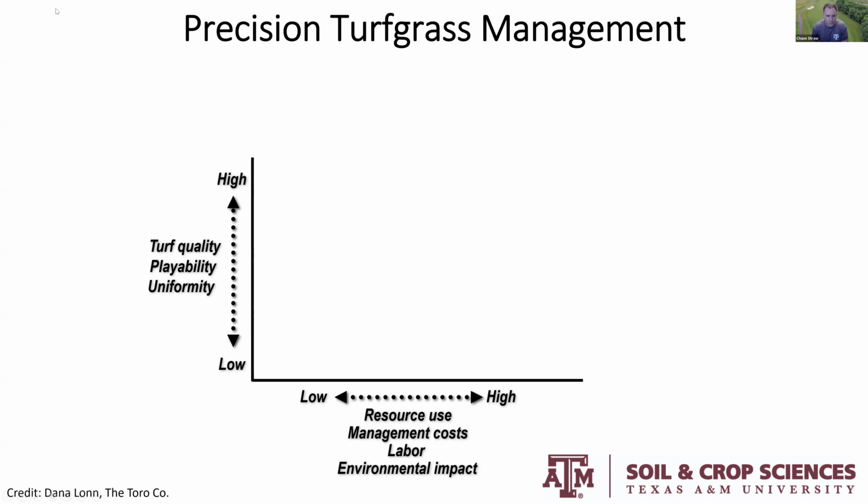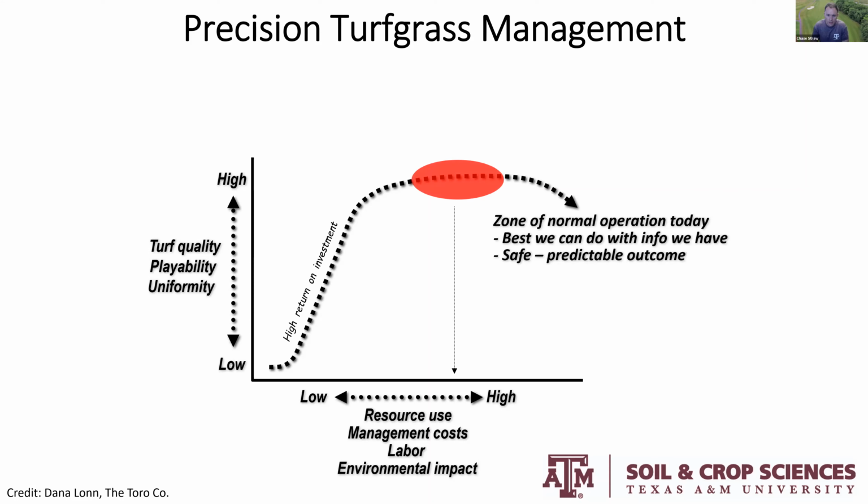So just a real quick summary. I've used this graph for years, so if anybody's ever seen any of my presentations, I typically always have it. But I think it's a really good example of what exactly precision turfgrass management is and what our goal is. On the y-axis here, we have everything we desire: turf quality, playability, uniformity, and obviously we want that to be high. And then on the x-axis on the bottom, we have everything that you have to put into your turf area to achieve that high quality, playability, uniformity: your resource use, costs, labor, and then the environmental impact for all of that.